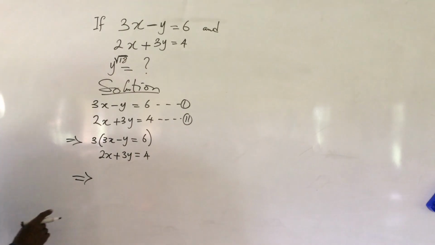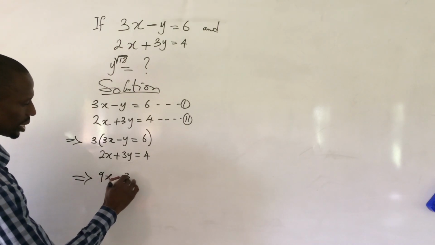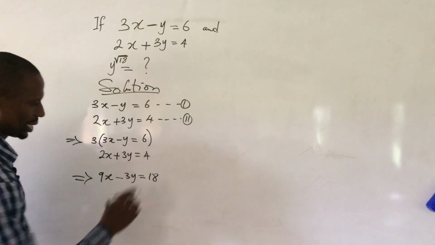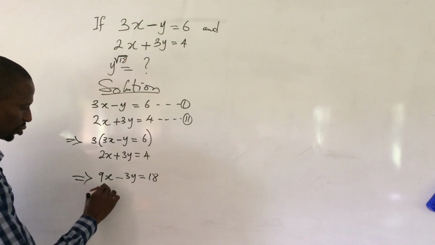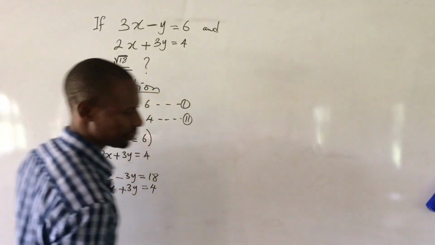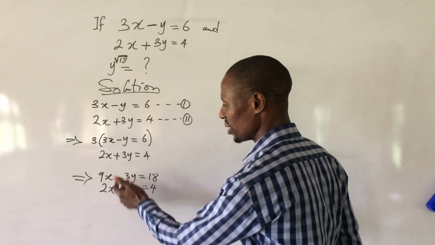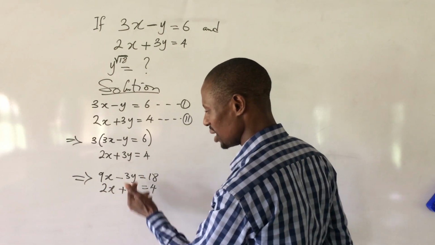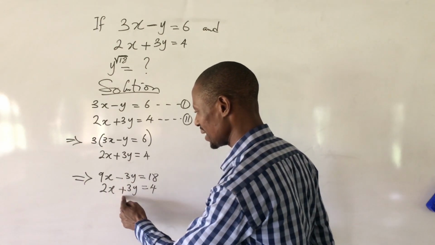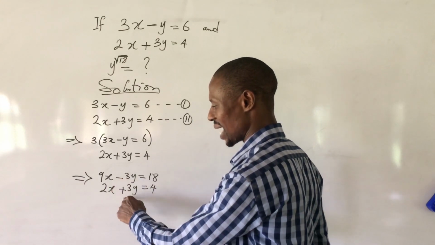If we go down again, this will give us 9x minus 3y equal to 3 times 6, which gives us 18. Bring down equation 2: 2x plus 3y equal to 4. Good. Now, we've succeeded in making the coefficient of the variable we want to eliminate the same. Now that they are the same, we put into consideration the signs in front of them. Here we are having a minus sign and a plus sign.